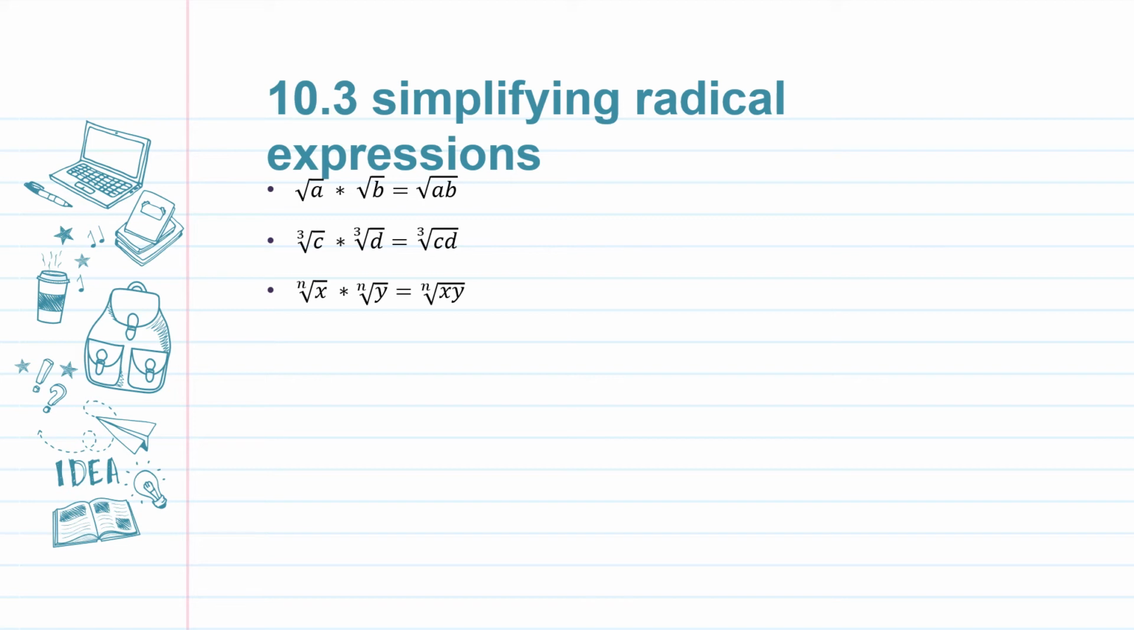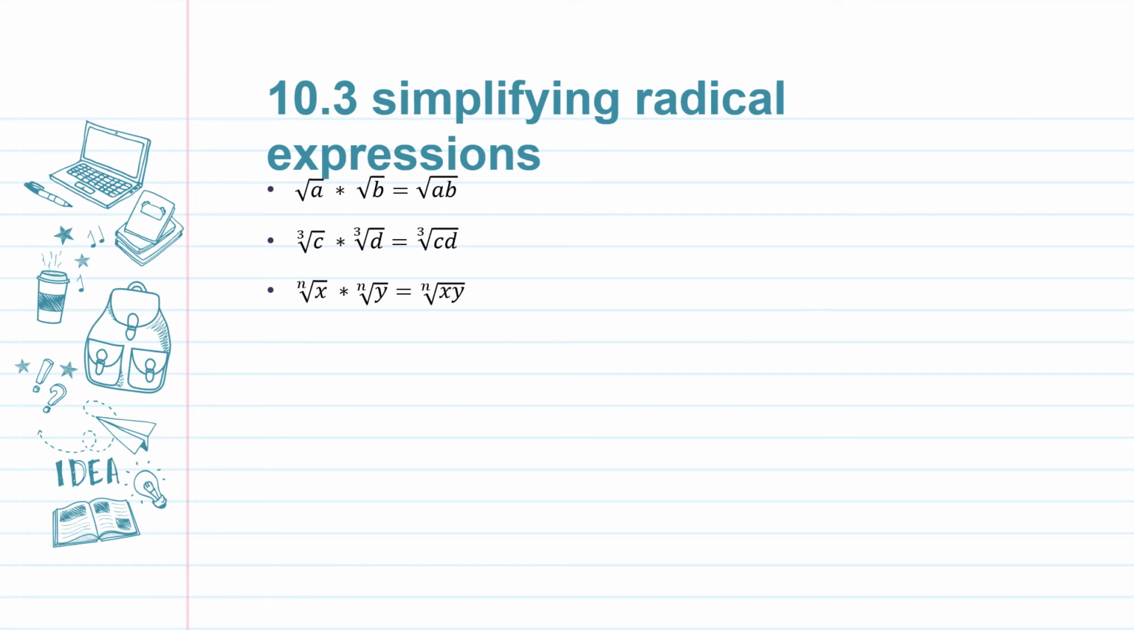Same thing here. The cube root of c times the cube root of d, they both have the same root, a cube root. Multiply c and d is cd, and the cube root of cd. Here, the nth root of x times the nth root of y is just going to be x times y, which is xy, under the nth root. So that's the basic principle.